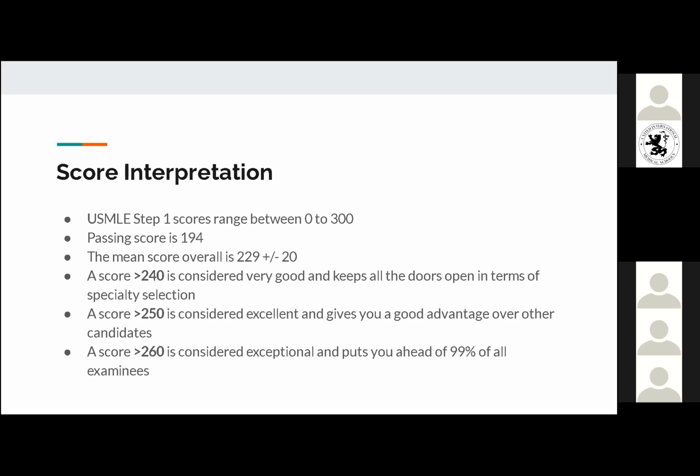In general, a score that is over 240 is considered very good, and it keeps all the doors open. So you can basically apply to any residency program that you want. Nothing is off limits if you score more than 240. If you score more than 250, it's considered an excellent score, and this gives you a good advantage over other candidates. If you score over 260, it's exceptional, and it basically puts you in the 99th percentile.